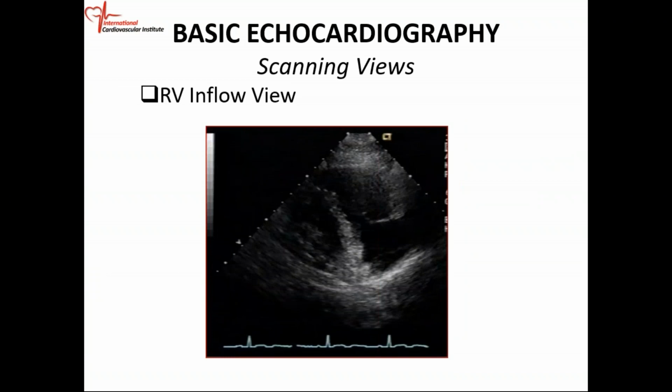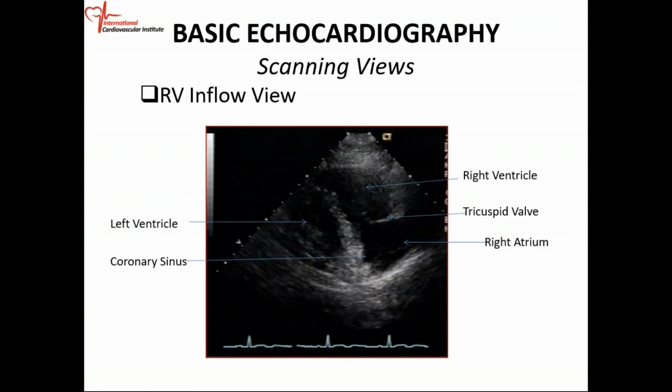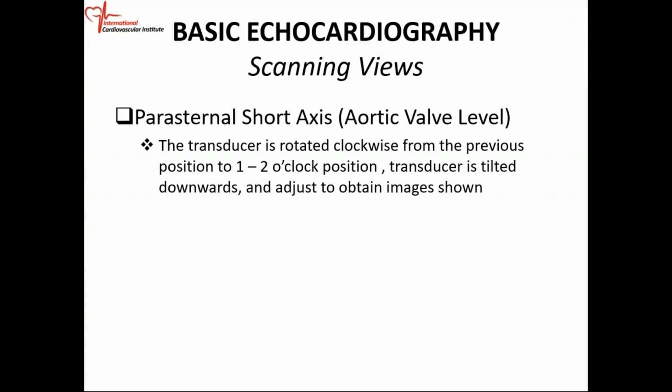Now to get the RV inflow view, you move the angle of your transducer downwards and medially, so inferior medially, and you're going to get this view. Okay, this is your RV inflow view. RV inflow because this is the right atrium, right ventricle. Your tricuspid valve is right there. This is the anterior leaflet, posterior leaflet. This is your LV cavity. Okay, so that's your RV view.